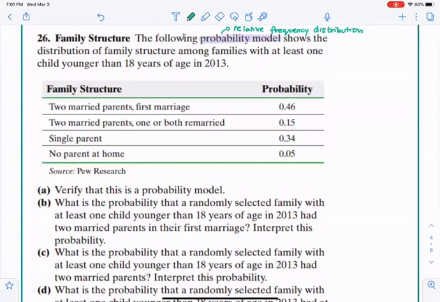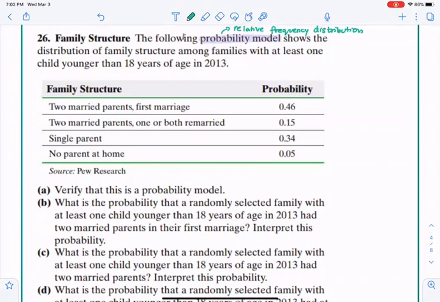But we know something about a relative frequency distribution. If you add all the relative frequencies, it must sum to 1. If it doesn't, then it is not a proper relative frequency distribution. If something cannot be a proper relative frequency distribution, it cannot be a probability model.